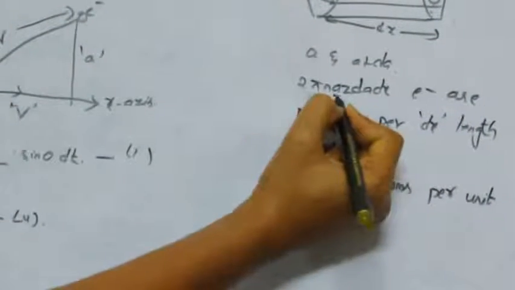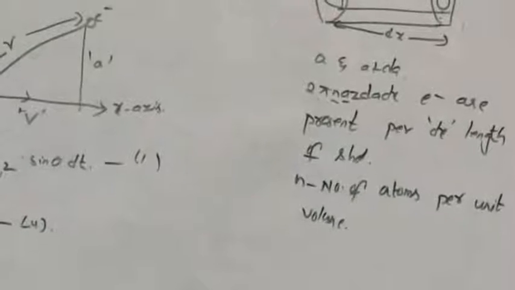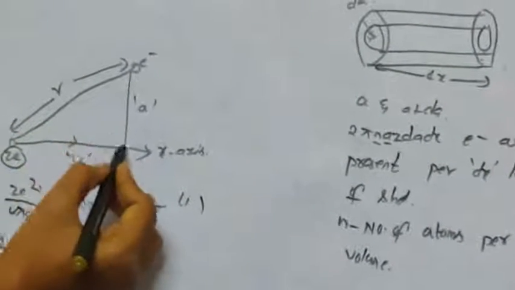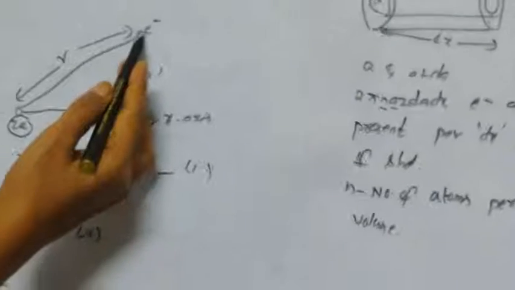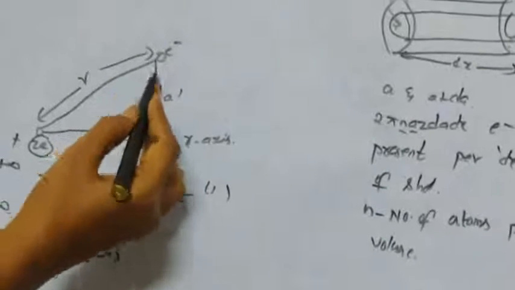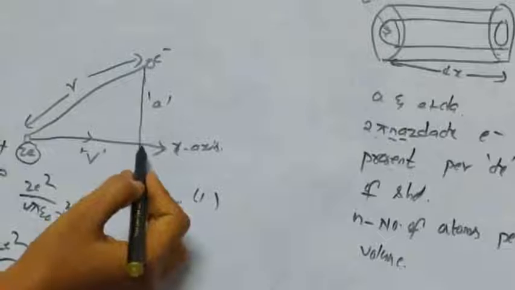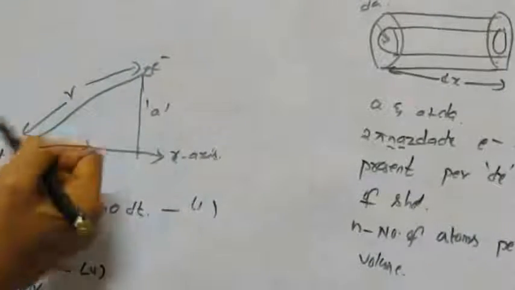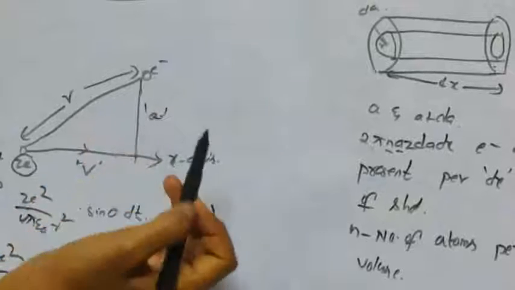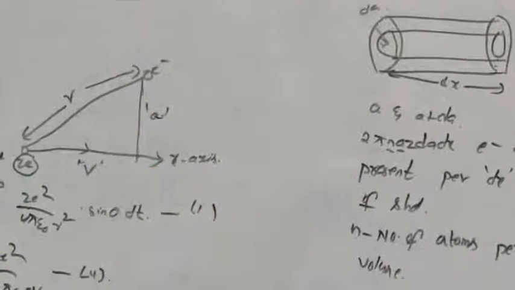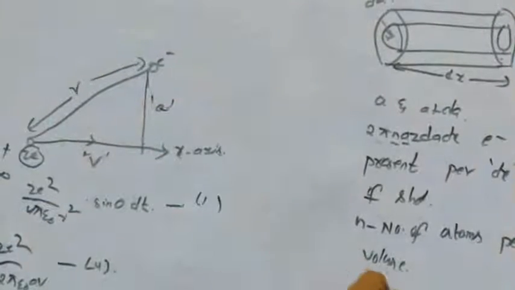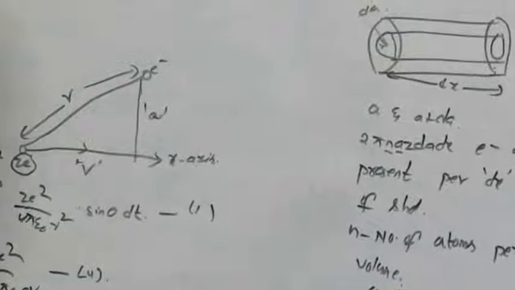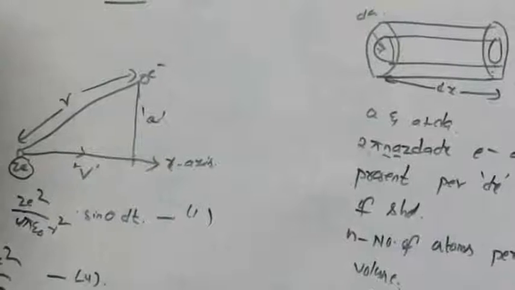And here A you are observing. Here A is nothing but the impact parameter. Impact parameter means the distance from this point on the x-axis to the stationary electron. That means the closest path from the charged particle to the stationary electron while moving is nothing but the impact parameter. So here A is nothing but the impact parameter.